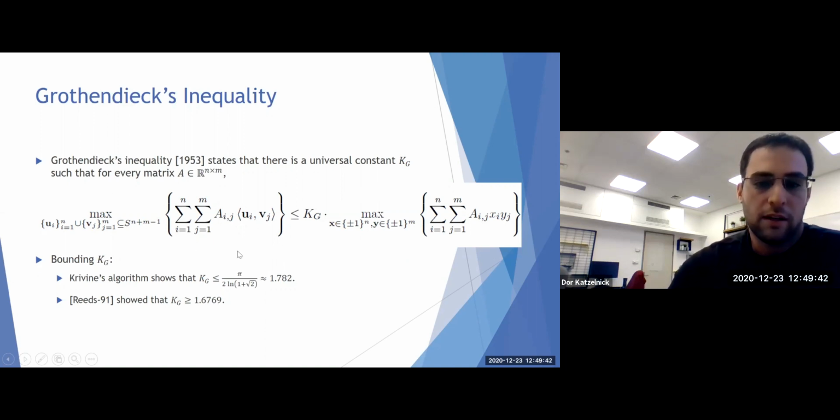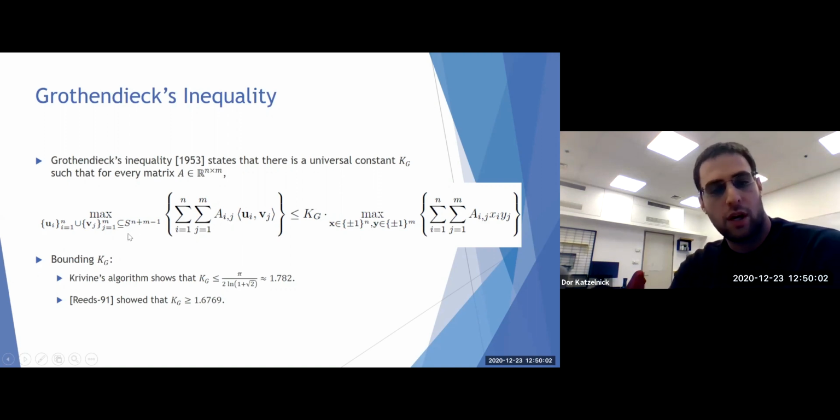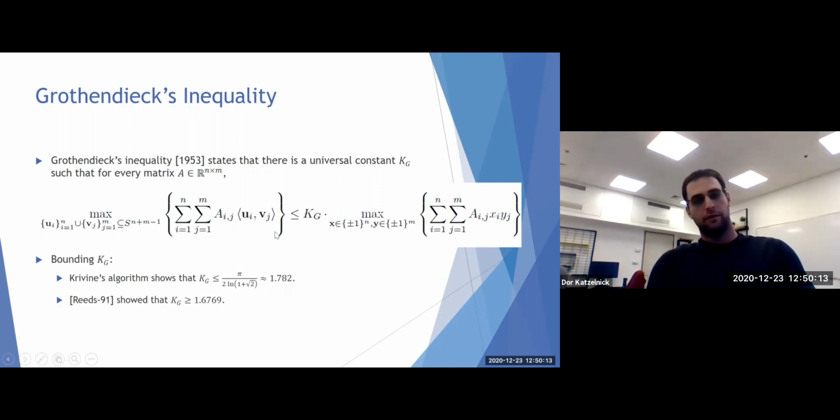And what do we have on the left side? We can see that instead of numbers x_i and y_j, we now have vectors, y_i and v_j. And we don't just look at the product of them, we look at the inner product between them. In fact, these vectors are unit vectors in the n plus m dimensional unit hypersphere, and we want to maximize this value. So what we have on the left-hand side is basically the natural semi-definite relaxation for max biquad. And this is what this inequality tells us.